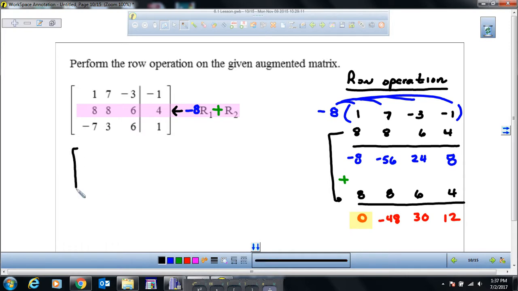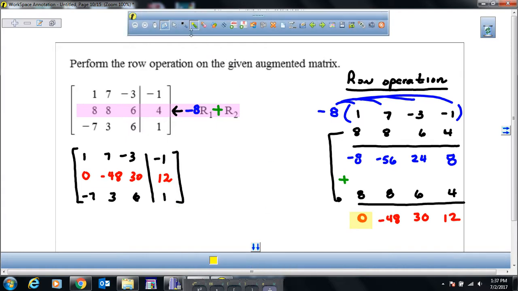So that means that the new values for the middle row, just the middle row, are going to be 0, negative 48, 30, and 12, and I'm just going to bring down the other two rows that we originally had, which is 1, 7, negative 3, negative 1, and negative 7, 3, 6, and 1. So there's a purpose for this operation that we did, and this operation basically was to make that a number 0. So that's one of the things that I told you that the Gaussian elimination with back substitution is going to consist of, reducing the rows into 1s and 0s.